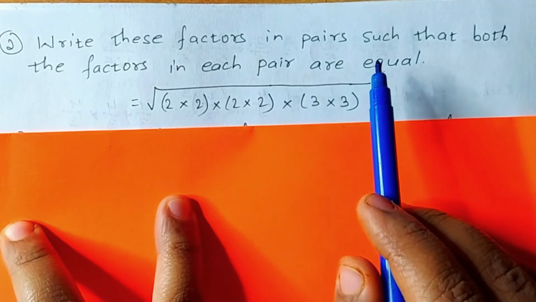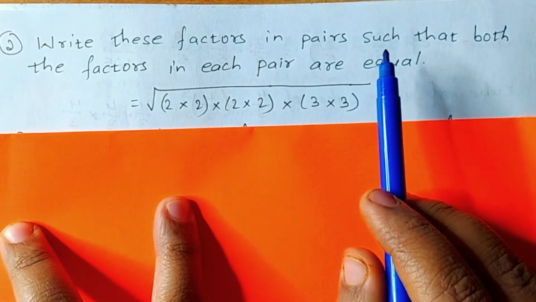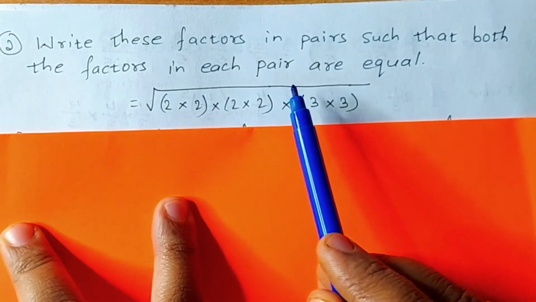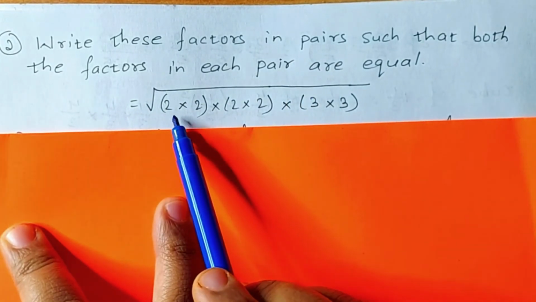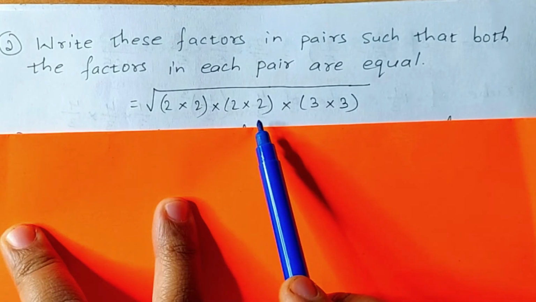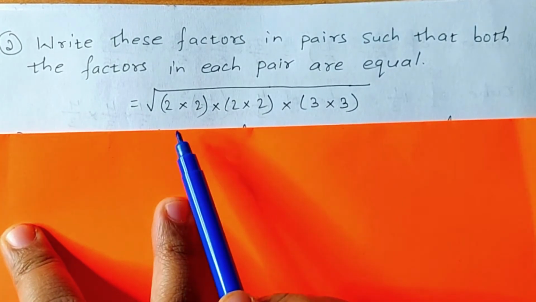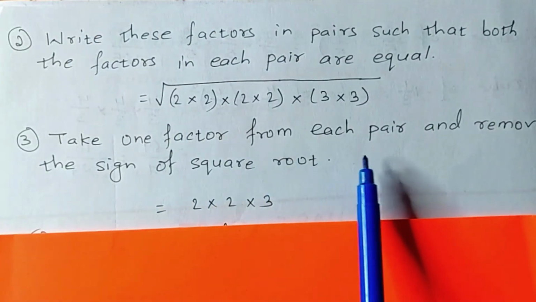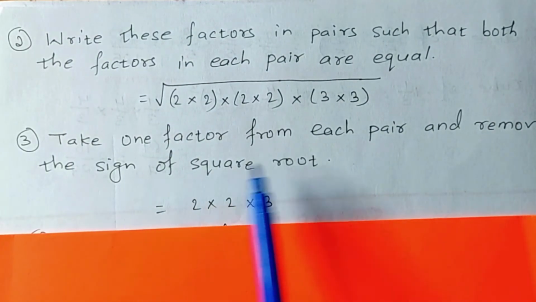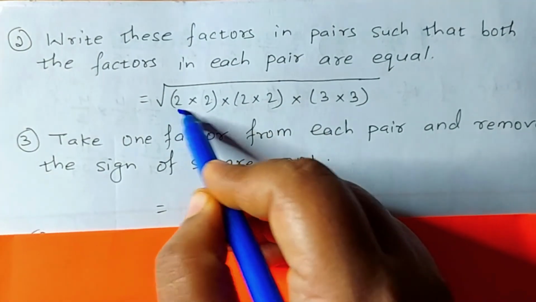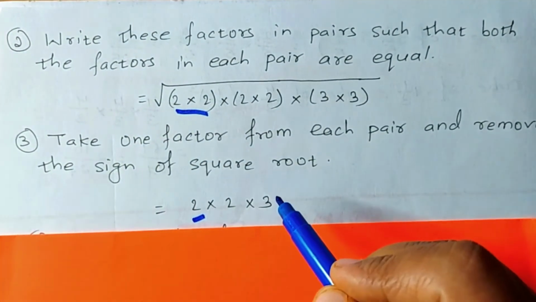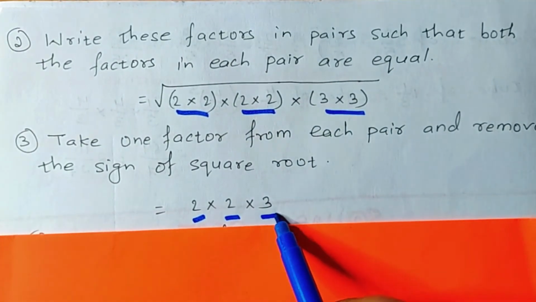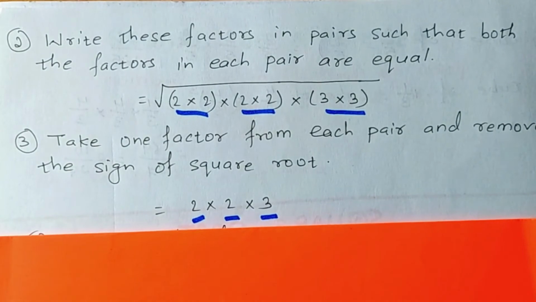Write these factors in pairs. We write the factors in pairs such that both the factors in each pair are equal. So 2 into 2, 2 into 2, 3 into 3. We see in each pair both the numbers are equal. Take one factor from each pair and remove the sign of square root. So from each pair, one factor is taken and the square root sign is removed.